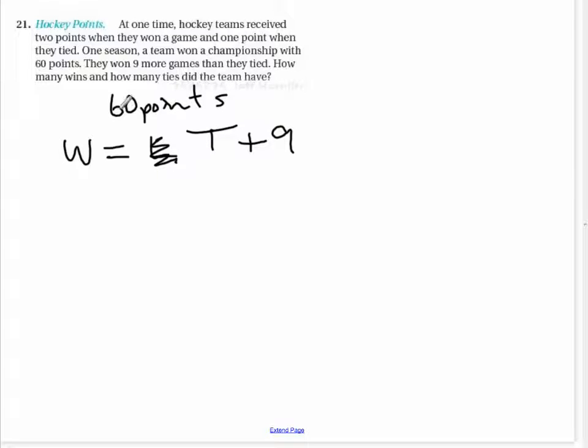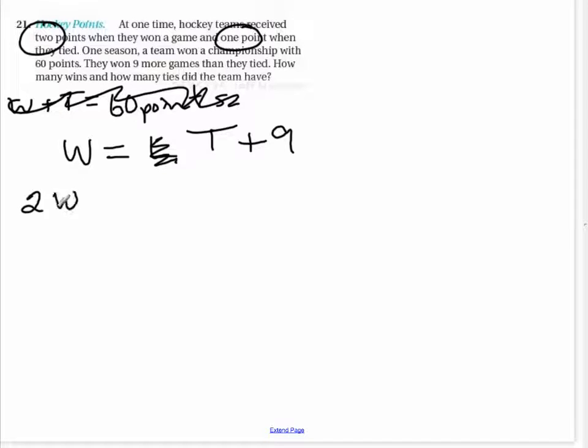won. Now, I wanted to just say my wins plus my ties give me 60 points, but the wins are worth 2, so I can't use that as a formula. Oh, but the wins are worth 2 points, and the ties are worth 1. So if I go 2 times the number of wins plus 1 times the number of ties, that should give me 60. Okay, good.